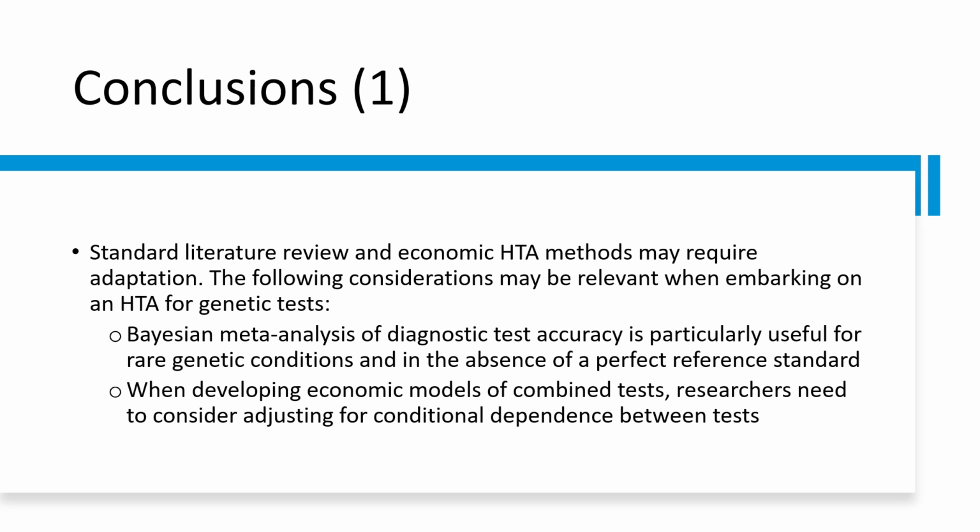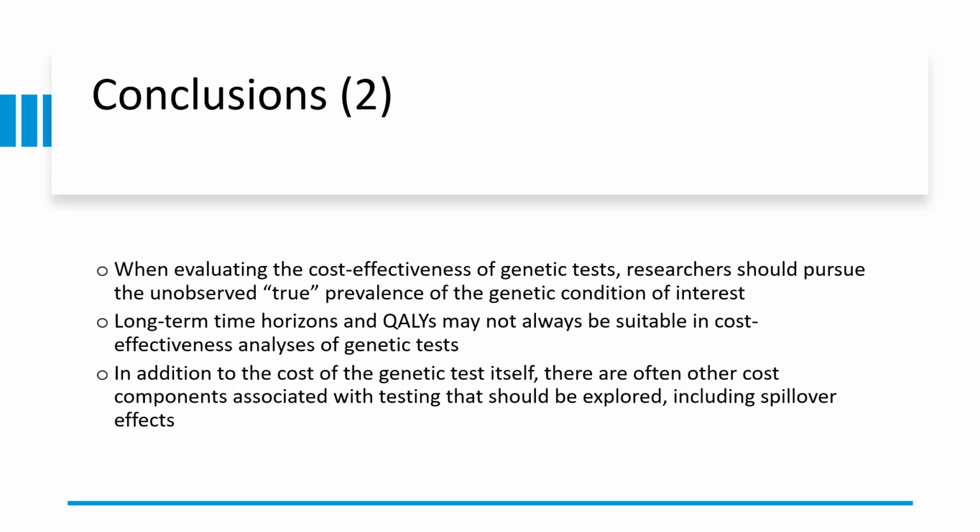In conclusion, standard literature review and economic analysis methods may require adaptation for HTAs of genetic tests. Now, I summarize the key messages. Bayesian meta-analysis of diagnostic test accuracy is particularly useful for rare genetic conditions and in the absence of a perfect reference standard. When developing economic models of combined tests, researchers need to consider adjusting for conditional dependence between tests. When evaluating the cost-effectiveness of genetic tests, researchers should pursue the unobserved true prevalence of the genetic condition of interest.